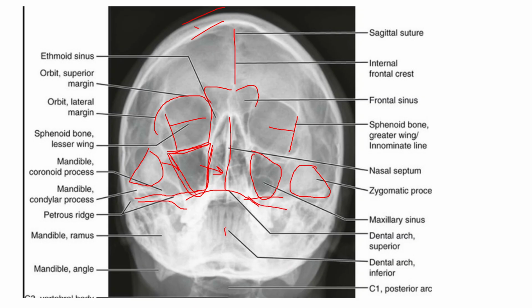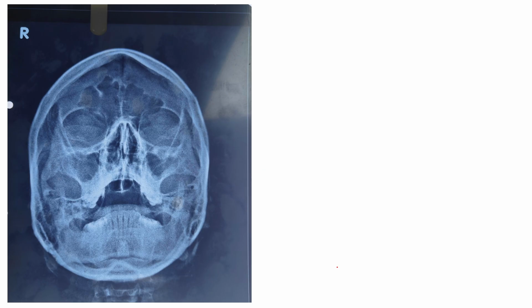Okay, here you can see the dens, not very clearly seen. This is the margin of mandible, and this is margin of occiput. This is the angle of mandible, and these are the soft tissue shadows. Very fast we will revise.